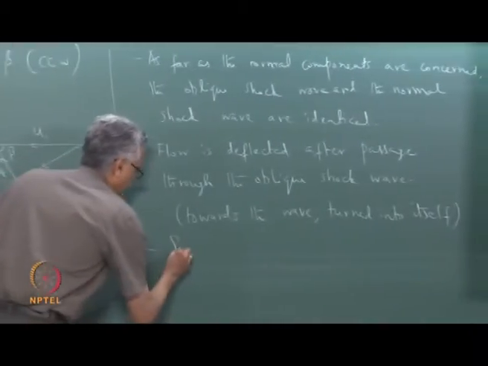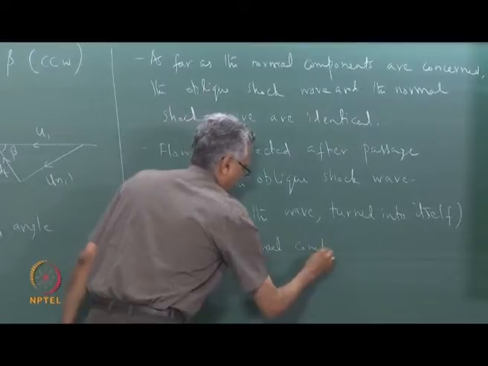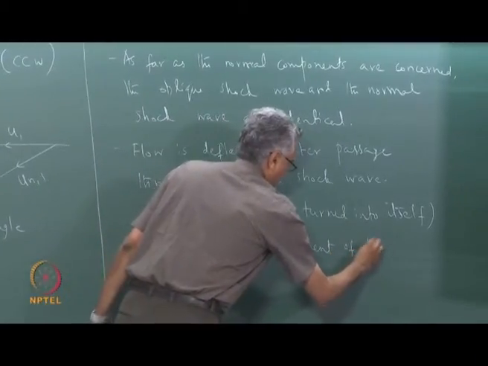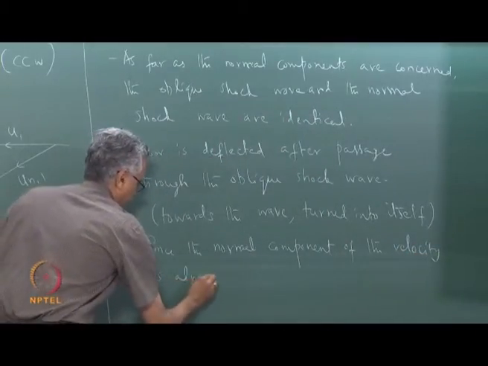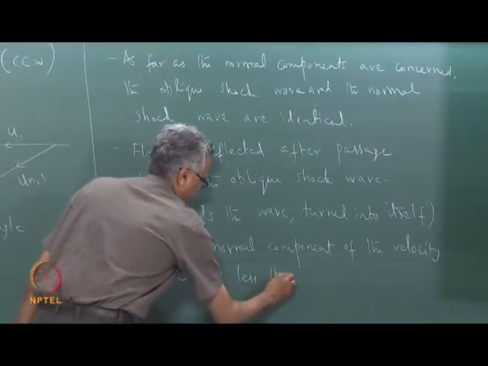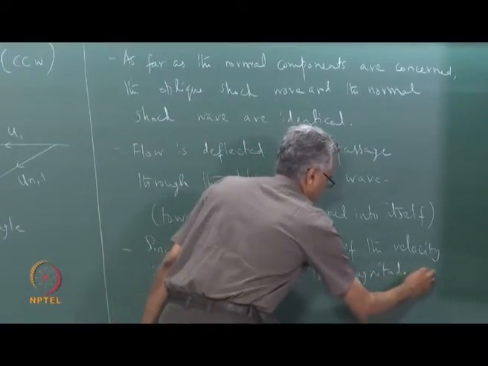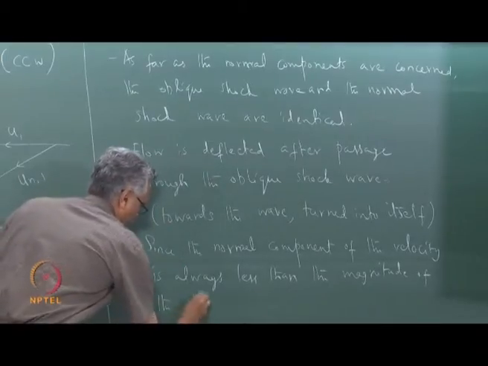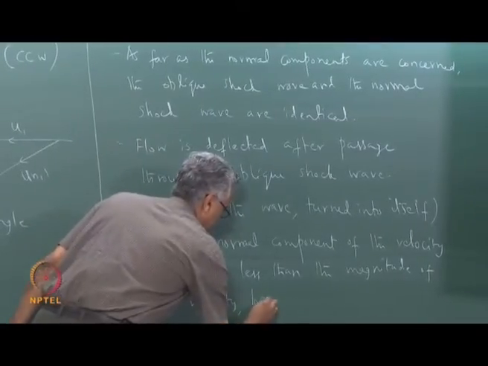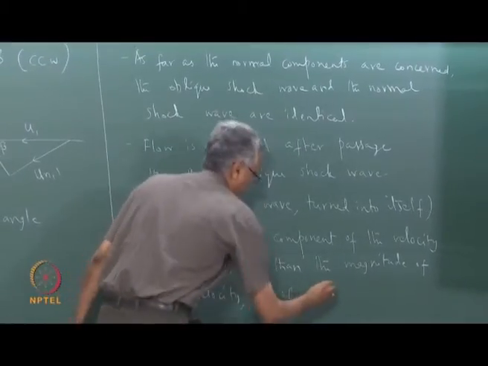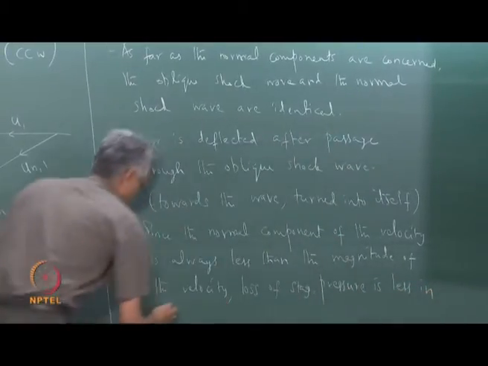Okay. Since the normal component of the velocity is less than the magnitude of the velocity itself, loss of stagnation pressure is less in an oblique shock wave.